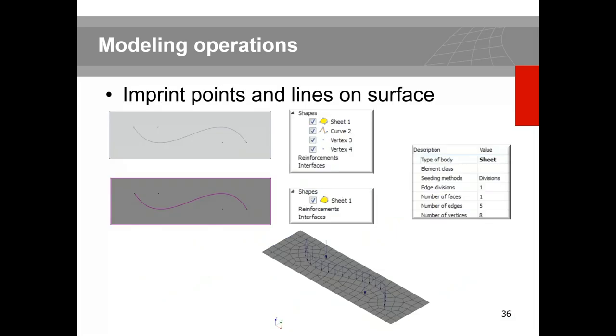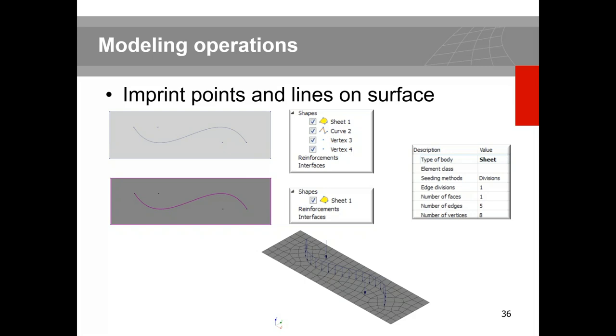For any operation in the model with respect to the load and boundary condition, you can use the imprint option to have the trace and track of the imposed load or a boundary condition acting on your reference geometry. So this imprint function basically allows you to, for instance, define a curve line or two points as part of an existing shape.